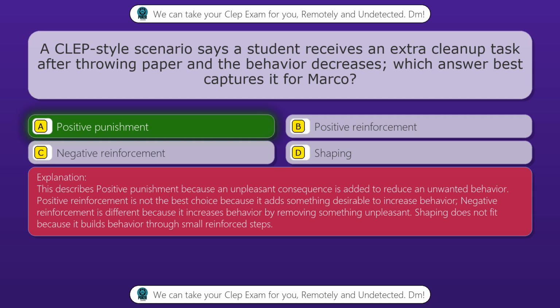This describes positive punishment because an unpleasant consequence is added to reduce an unwanted behavior. Positive reinforcement is not the best choice because it adds something desirable to increase behavior. Negative reinforcement is different because it increases behavior by removing something unpleasant. Shaping does not fit because it builds behavior through small reinforced steps.